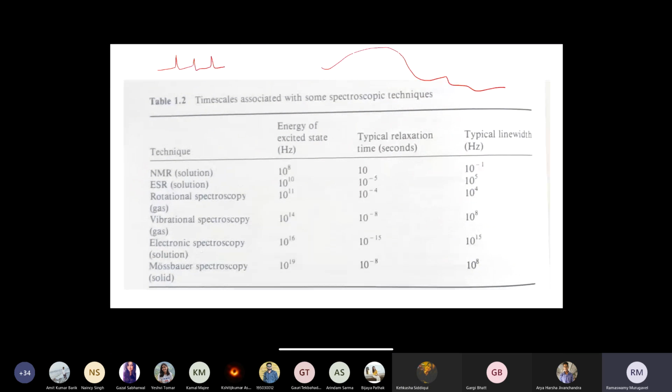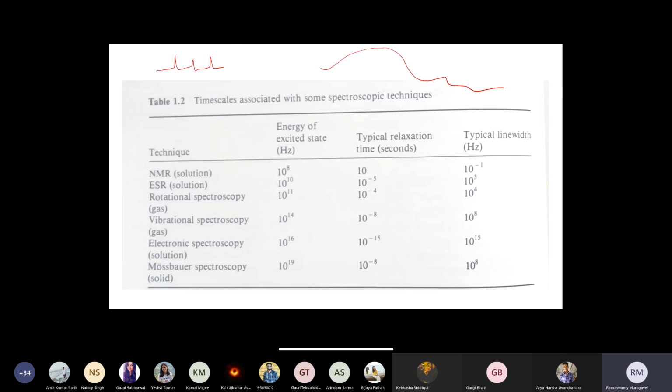Right. So now what you have here is the energy of the excited state for various techniques: NMR, ESR, rotational, vibrational, EPR, and Mossbauer. With the increasing energy of the excited state, that means I need more and more energy to excite my molecule to the excited state.